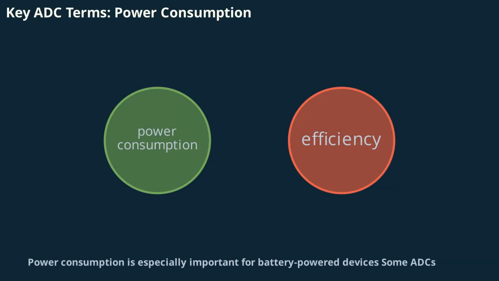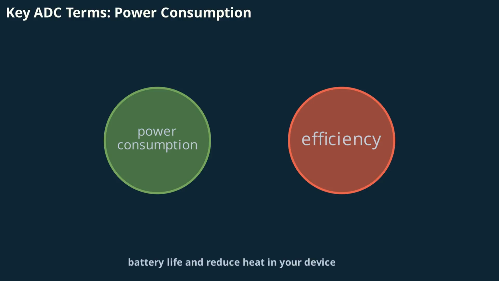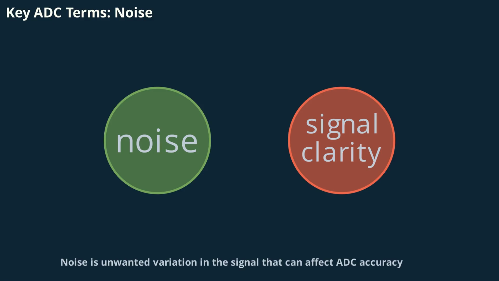Power consumption is especially important for battery-powered devices. Some ADCs, like SAR, are designed to use minimal power, while others, like Flash, consume much more. Choosing the right ADC can help extend battery life and reduce heat in your device. Noise is unwanted variation in the signal that can affect ADC accuracy. Some ADC types, like Sigma Delta and integrating, are better at rejecting noise. Understanding noise performance is key for applications where signal clarity is critical.